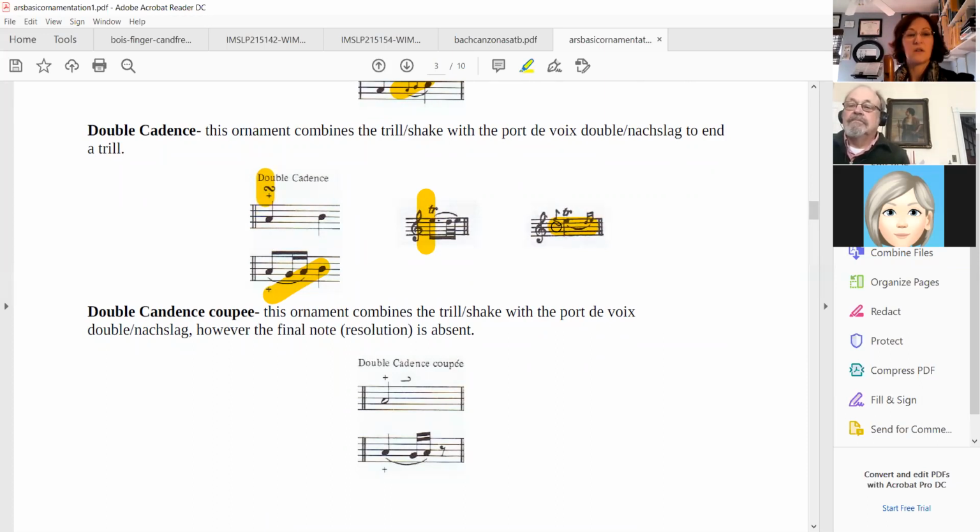So that was the first one, the double cadence. I got my appoggiatura, there's my B, there's my A, and I'm going to wiggle. And now I'm going to play the G and the A that's printed.